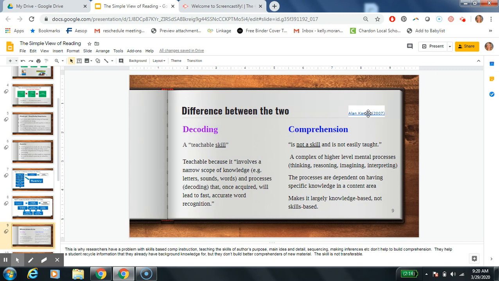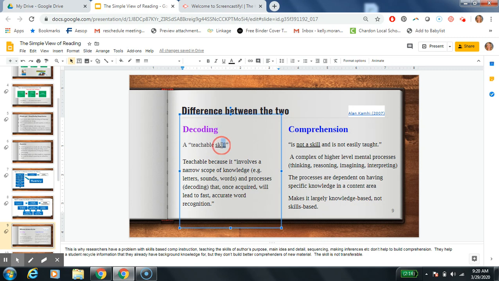specifically. So I went to him for these exact definitions, but he talks about how decoding is a teachable skill. This is something that we can teach because it involves a narrow scope of knowledge, letter sounds and words and processes that once acquired will lead to fast, accurate word recognition. So we know through explicit or direct instruction, we can teach kids the skill of sounding out a word, learning 6 different syllable types, orthographic mapping, sound to letter, letter to sound, spelling word patterns, those types of skills. We can teach that, we can model that, we can practice that.